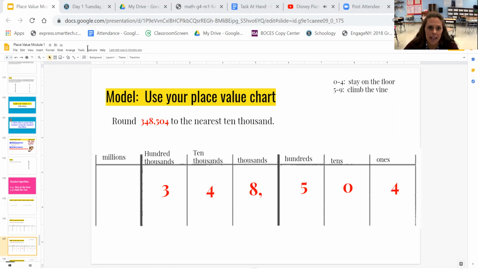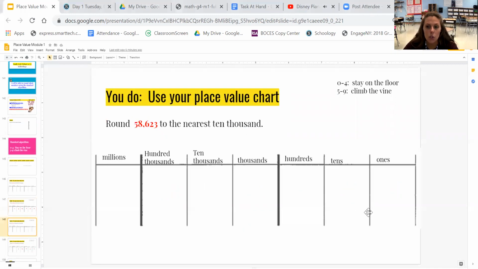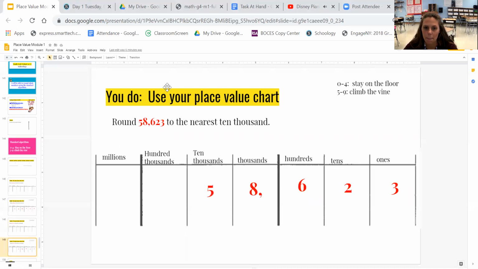Let's go ahead and try one together. Yours is 58,623 rounded to the nearest 10,000. So let's go ahead. We're going to first start by writing our numbers in. Go ahead, pause your video. Write your numbers in your place value chart. We're going to underline the place value we're dealing with. Notice if you didn't already, you wrote your little riddle so you don't forget.